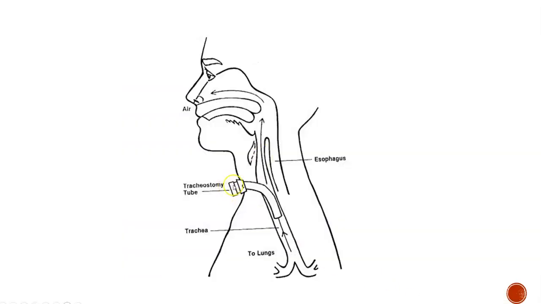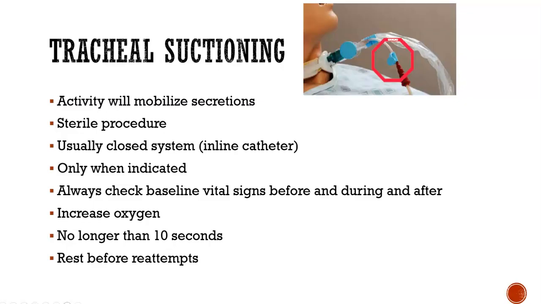All right, so this is just a little diagram that shows you where the trach sits. Here is where the opening is, and then it curves down into the trachea, and then your lungs, left and right main stem, are right here. Suctioning is pretty similar. Activity is obviously going to mobilize secretions, so if they're up walking around and doing stuff, it's going to help move secretions out a little bit more.